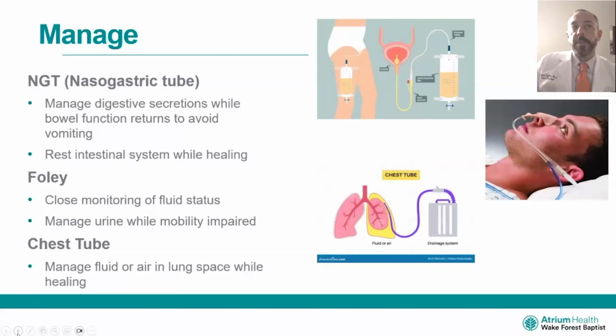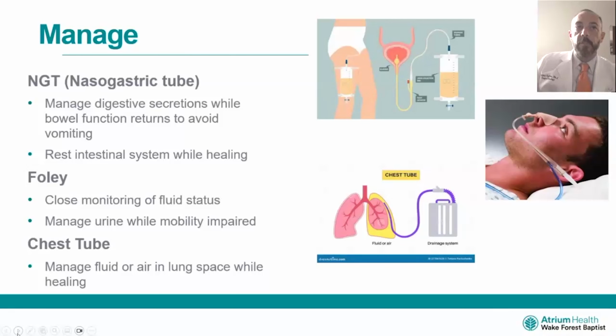These include things like nasogastric tubes that are used to manage gastric secretions so a patient is not having nausea while we're waiting for the intestinal system to wake up. And they also allow us to rest the intestines while we allow for some healing time to take place.